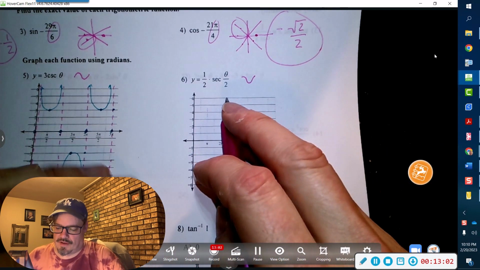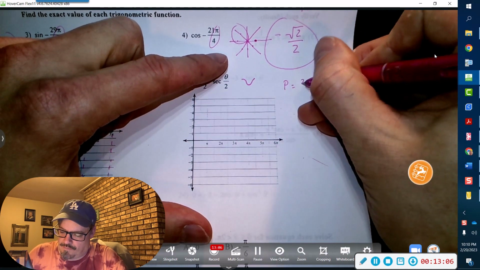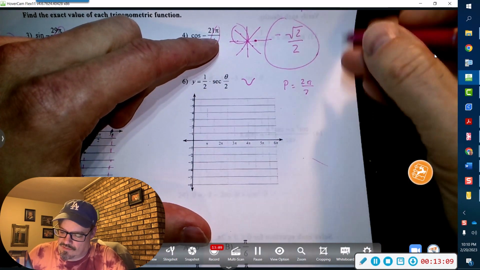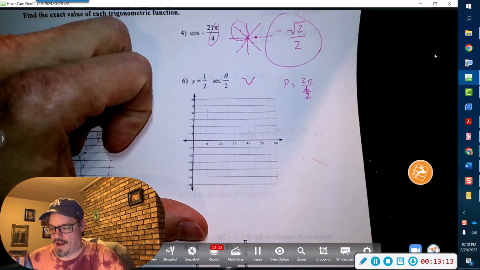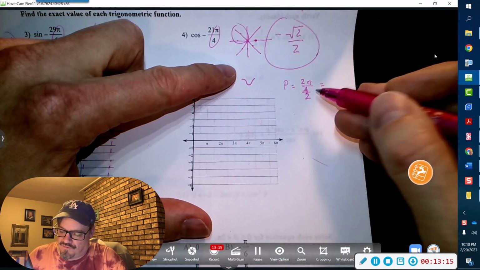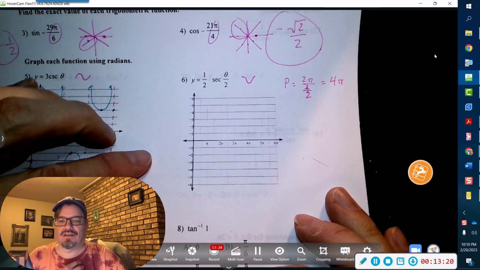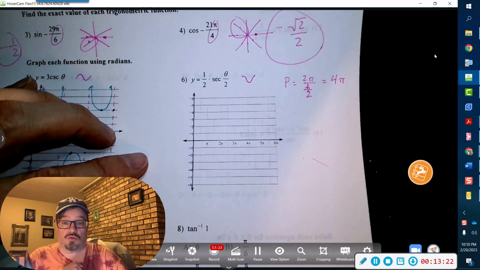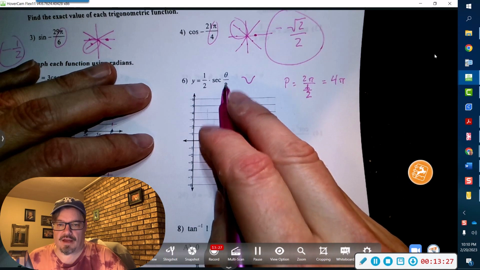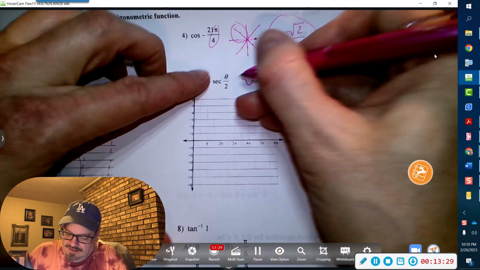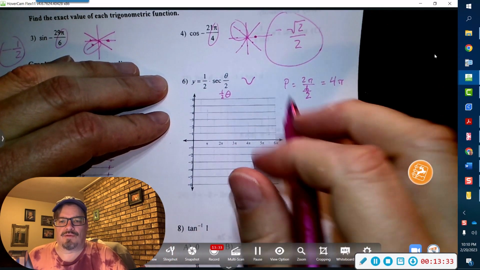We're going to do the period here, and the period is always going to be 2 pi over b, and b in this case is 1/2. So 2 pi divided by 1/2, there's 4 halves inside 2, so that's 4 pi. So this means that 4 pi is a full cycle for cosine, okay? So that's all we have to worry about, that 1/2 theta there. That's all that means. It's the same thing as doing that. Same thing, okay? And we've already taken care of that now.